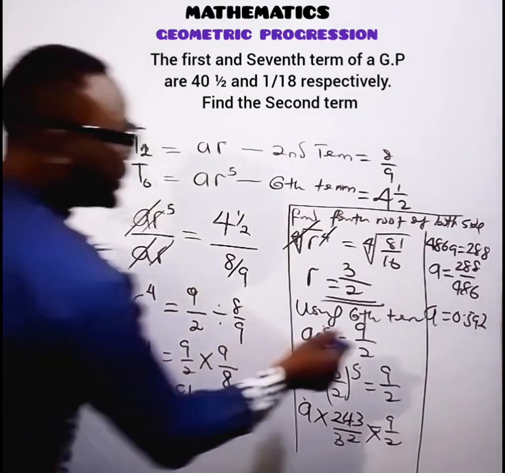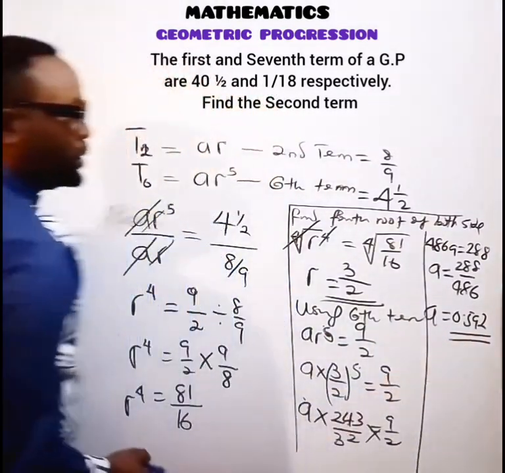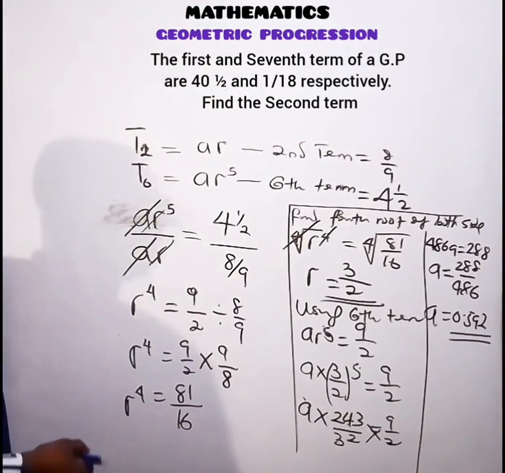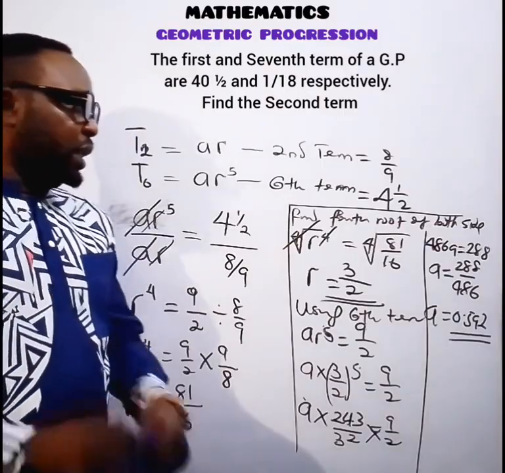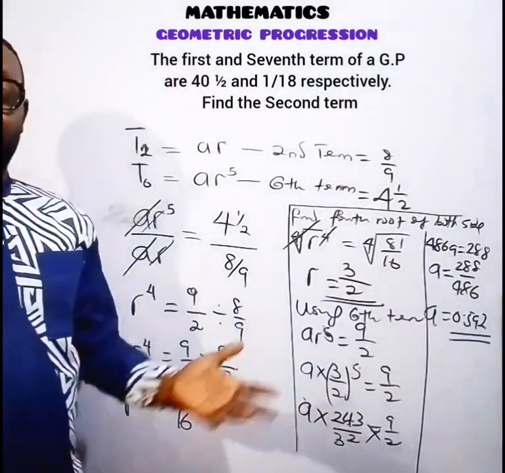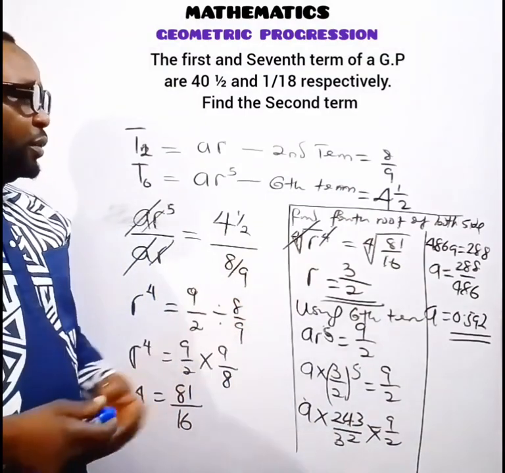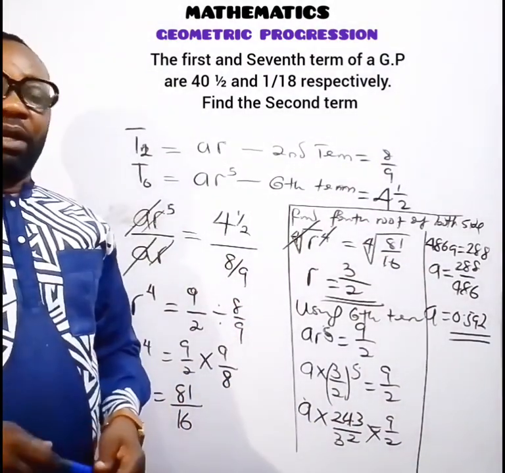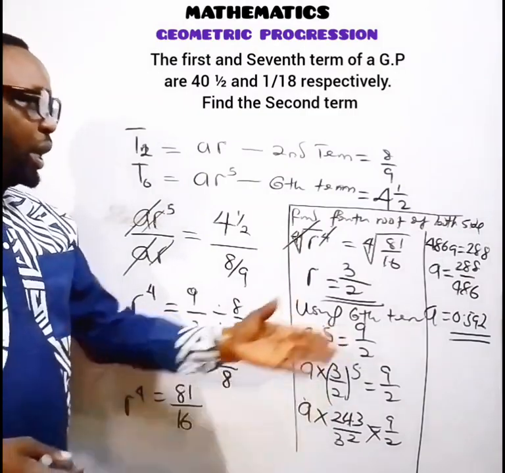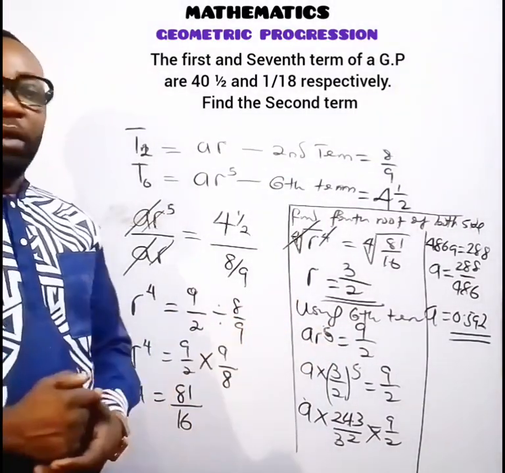Now, this is the value of our a, 0.592, when we make use of our calculator. Now, 288 over 486, you can also make it to be in a fraction form by dividing it to the simplest level. That is how you get such a kind of question. We're still talking about geometric progression.